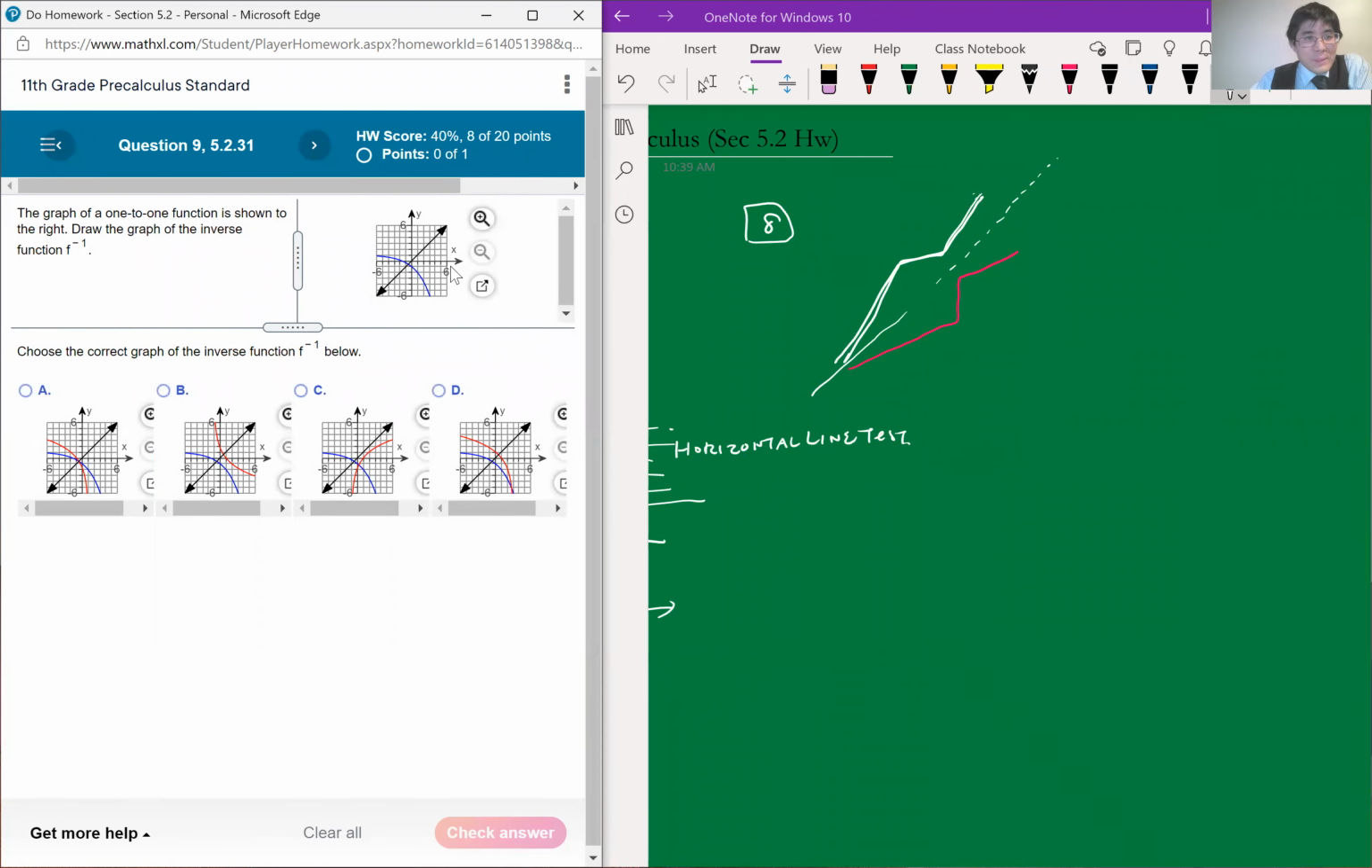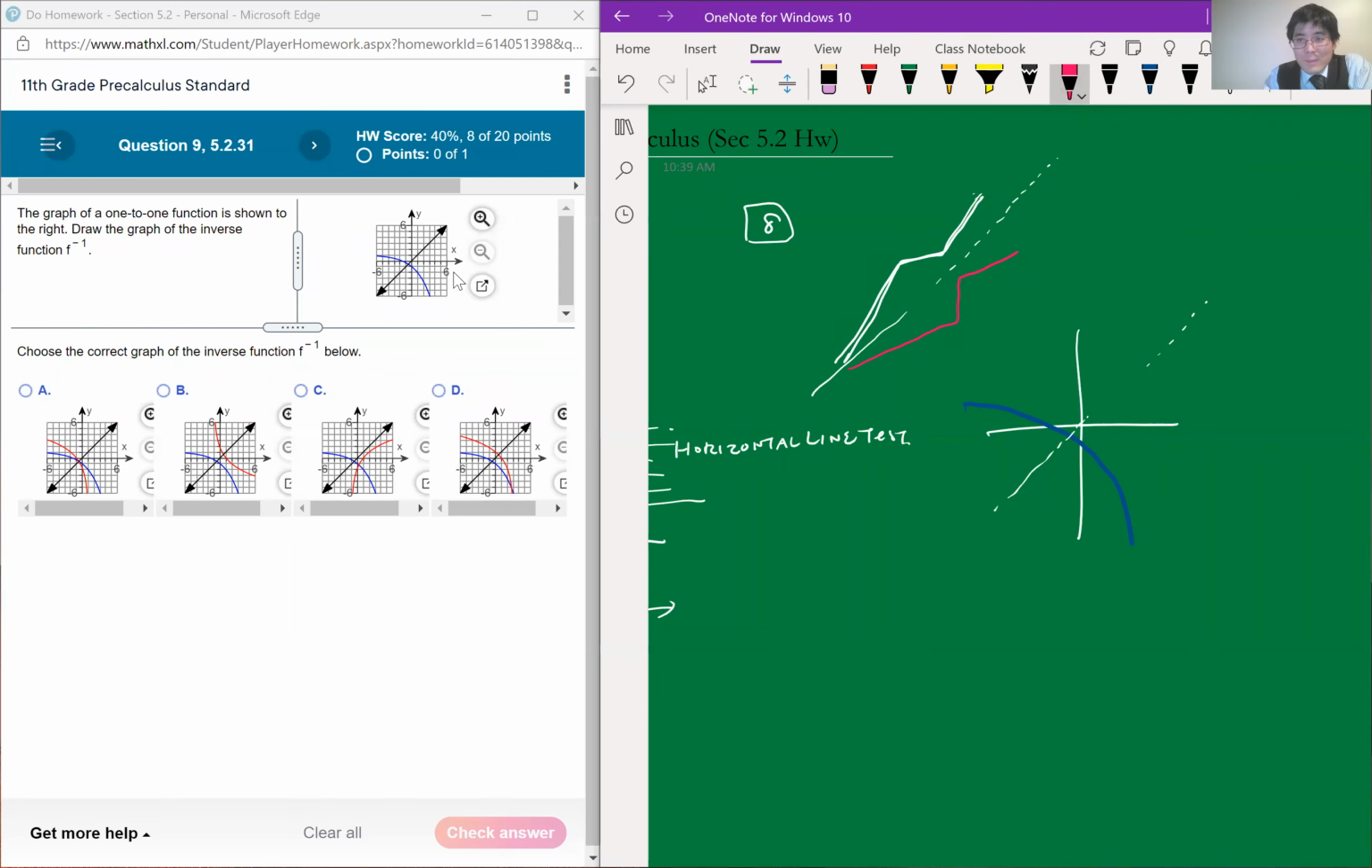Okay, same thing. The graph looks like this. So the original function is a one-to-one function like this, and so it has an inverse function. The inverse function should be symmetric with respect to this one. Somewhat similar, might be slightly different, so maybe something like this. So choice A would be the best choice.